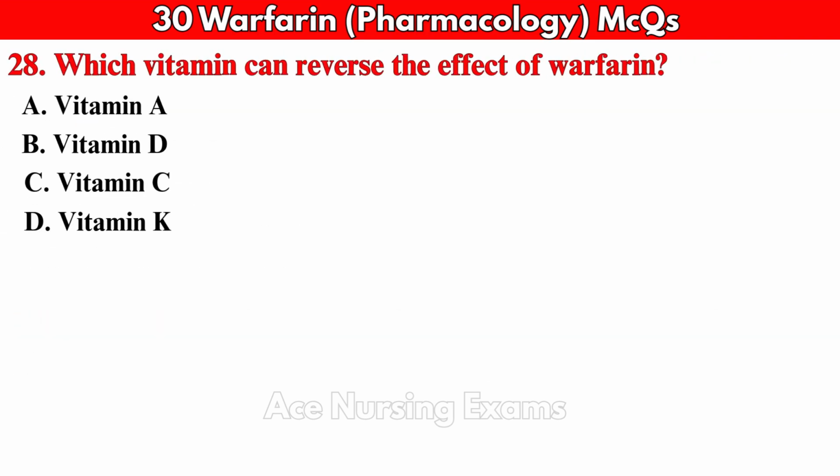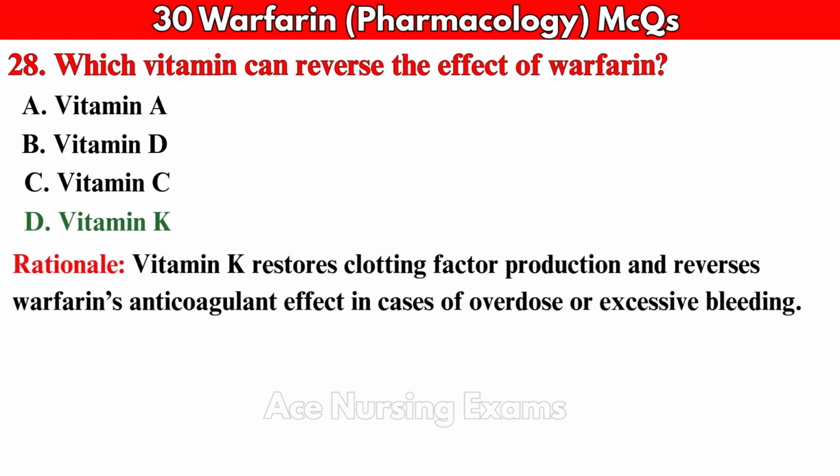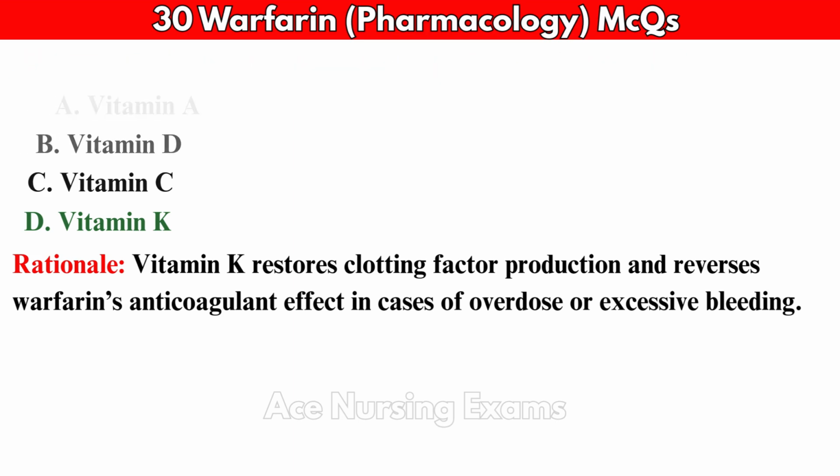Which vitamin can reverse the effect of warfarin? A. Vitamin A. B. Vitamin D. C. Vitamin C. D. Vitamin K. Correct answer is D. Vitamin K. Vitamin K restores clotting factor production and reverses warfarin's anticoagulant effect in cases of overdose or excessive bleeding.